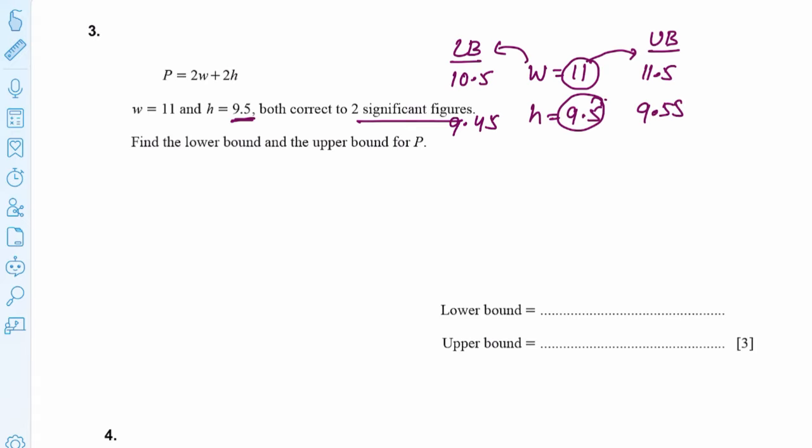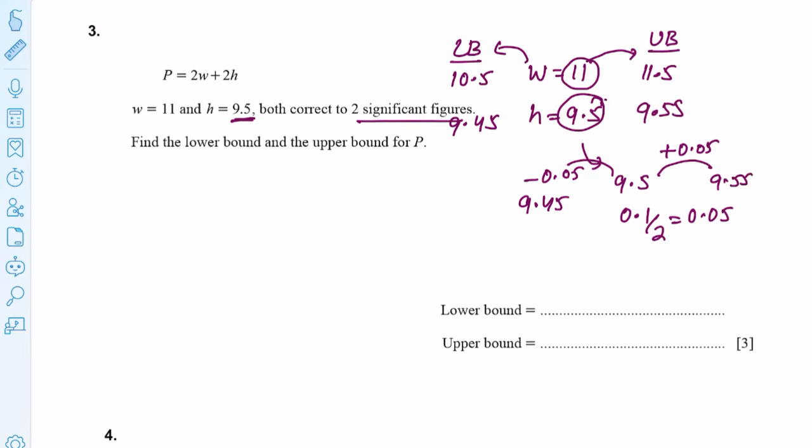If you don't understand, let me make it very clear. When it is 9.5 and it's asking about two significant figures, that means you are talking about 0.1. So just to make it half, I am getting 0.05. So to find the upper bound, I will add 0.05, and to find the lower bound, I will subtract 0.05. So that will be 9.45 and this side will be 9.55. I hope everybody understood this one.